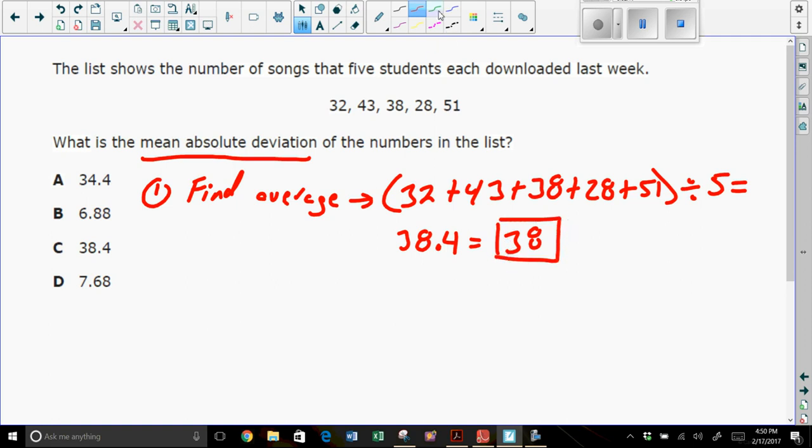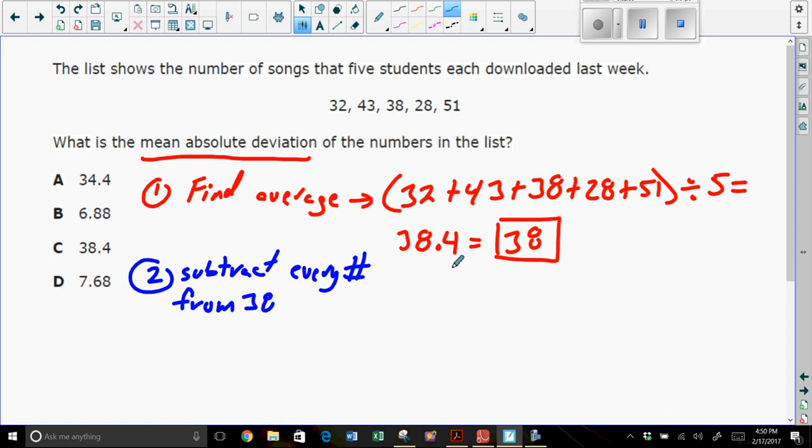Now we're going to do the second step. Now that I have my average, the second step is I'm going to subtract every number from 38. So all of these numbers I'm going to take away from 38.